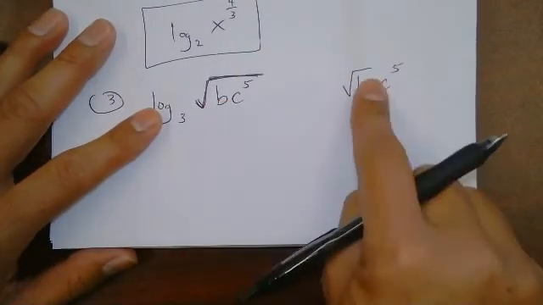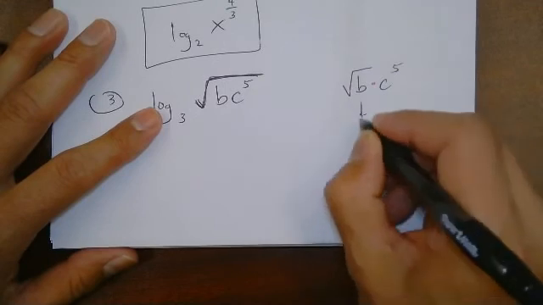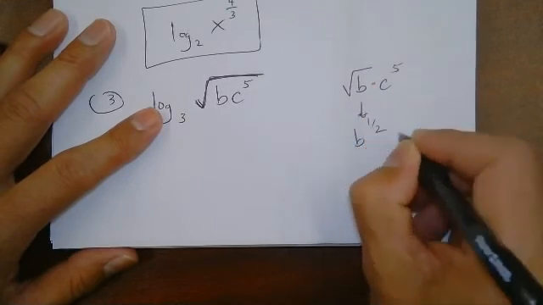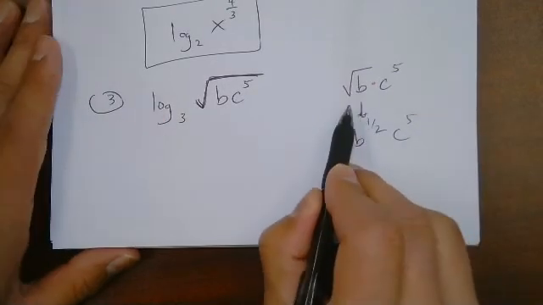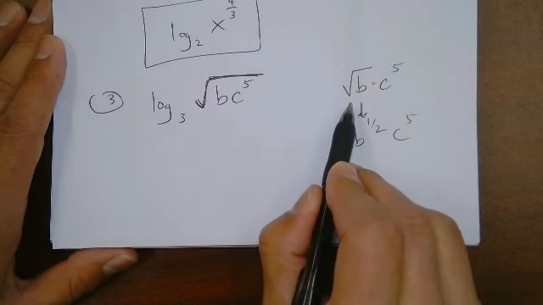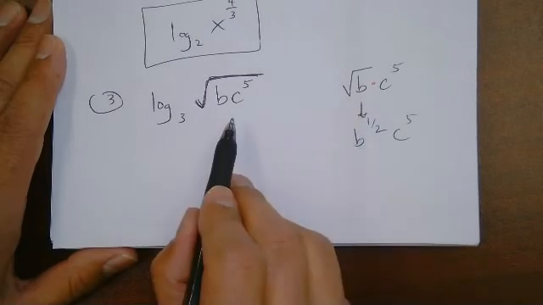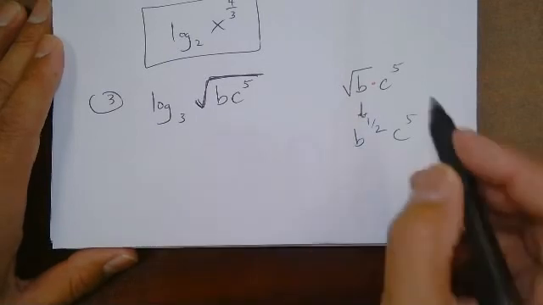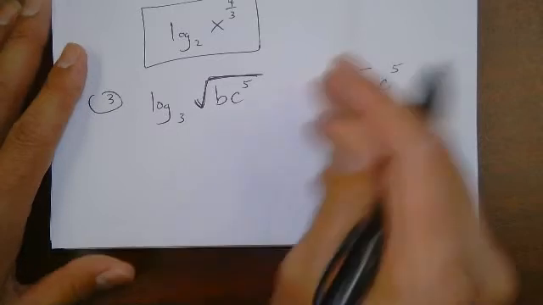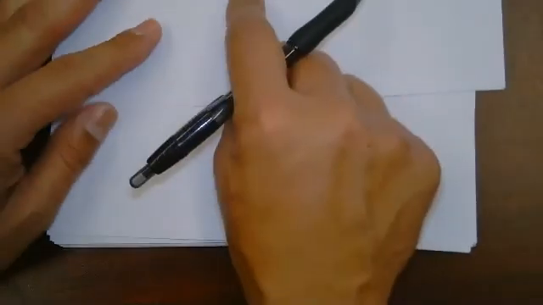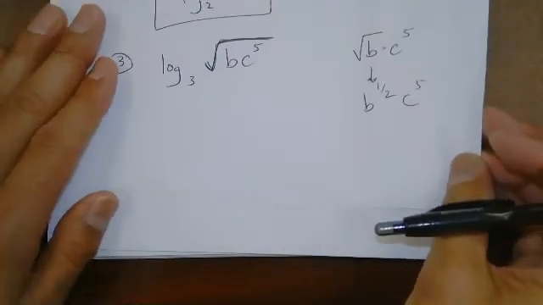Okay, so in this case, which is not this case, but in this case, this one would be what? B to the 1/2 and C5. See, the root is only on this one. But that's not what's happening here. So can you tell me how you would work this one out?